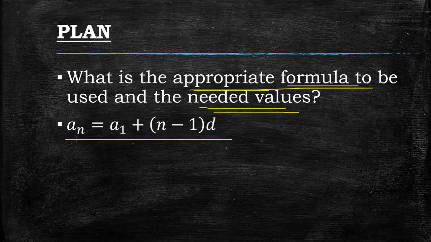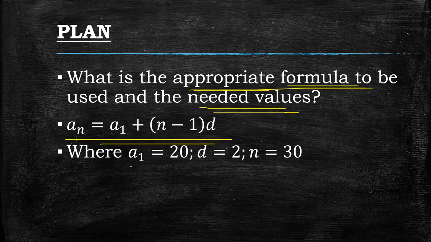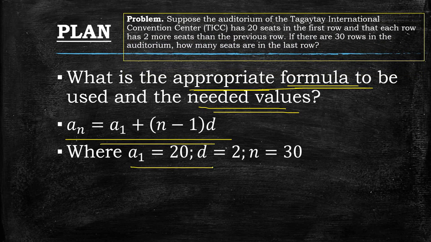Okay, so here, if you still remember, ito yung ating general formula for the arithmetic sequence. A sub n is equal to a sub 1 plus the quantity n minus 1 times d. So here, by terms natin dito, again, ang first term natin is 20. Siya yung number of seats sa first row. And then, common difference natin is 2 because stated here that each row has 2 more seats than the previous row. And then, our n is 30.